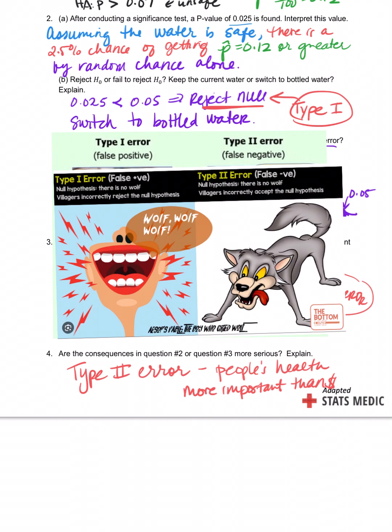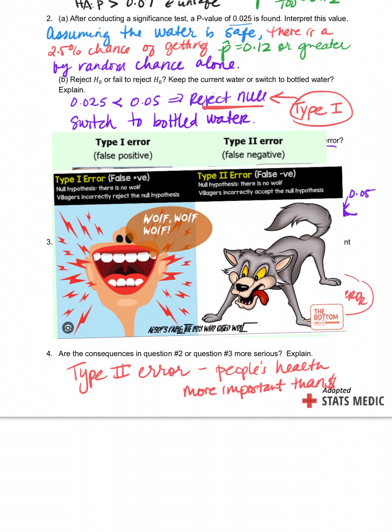Type 1 error. There's no wolf, but the villagers incorrectly reject it. They thought there was, so they went after him, right? Not a big deal, but type 2's problem, because the null was that there is no wolf, but they incorrectly accept the null, which we don't accept, by the way.